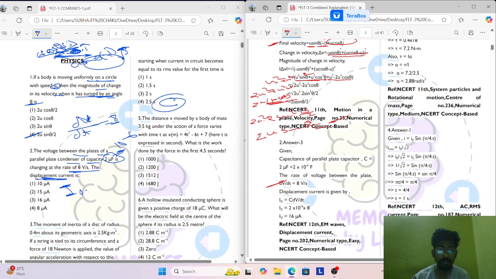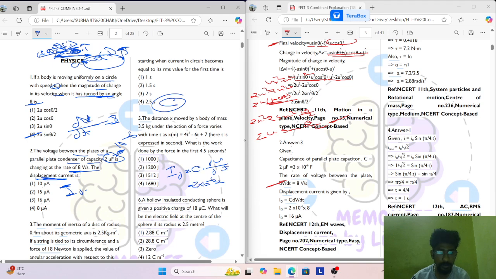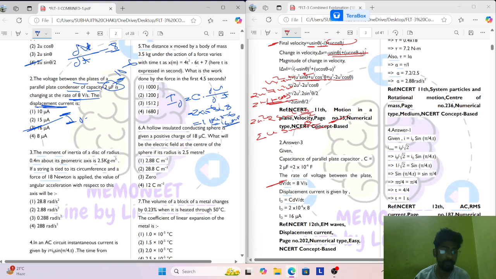dv by dt is given, and the formula of displacement current, Id, equals what? C dv by dt. C is already given as 2 into 10 to the power minus 6, and dv by dt is equal to 8. So you will get 16 into 10 to the power minus 6. That means 16 micro ampere you will get as the displacement current. Therefore option number 3 will be correct. Simple numerical, just remember the formula C dv by dt.